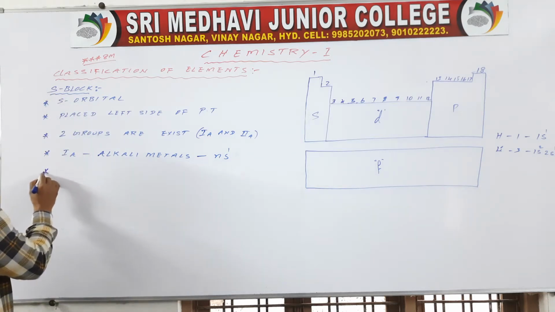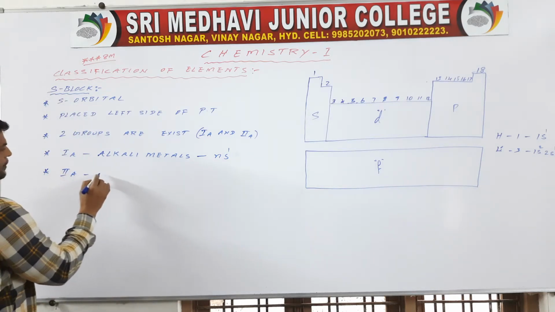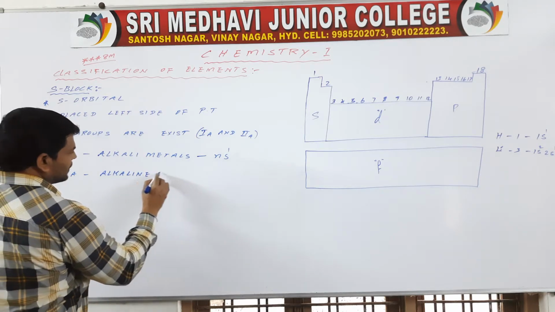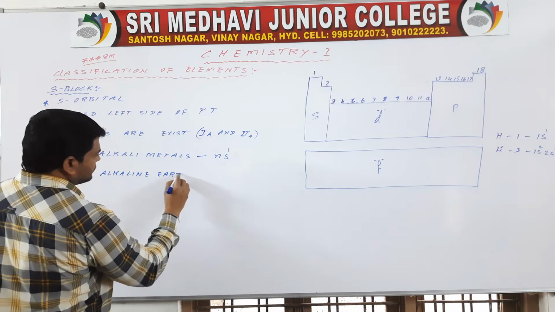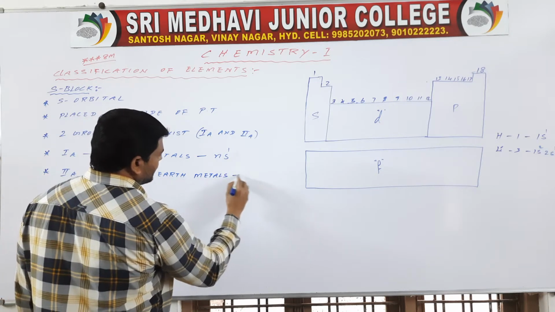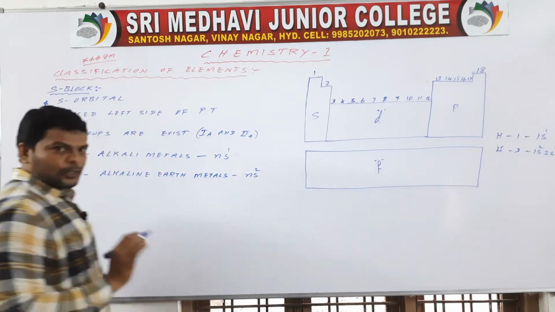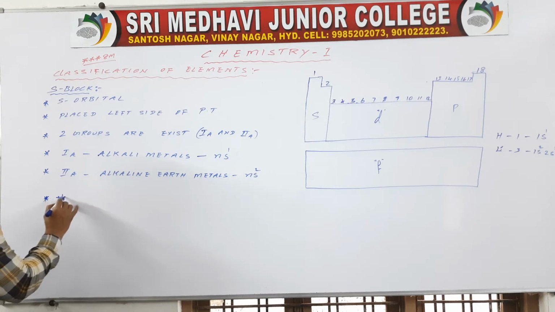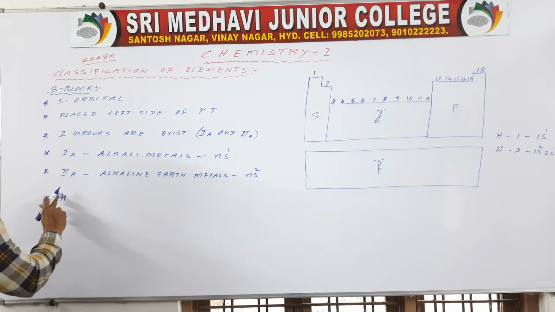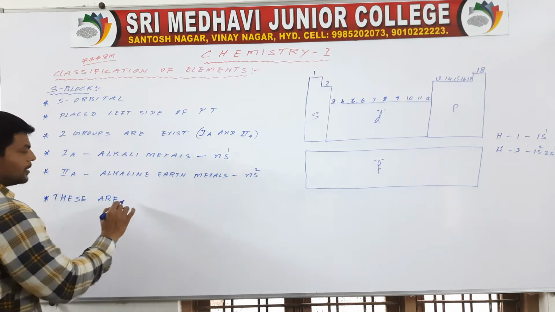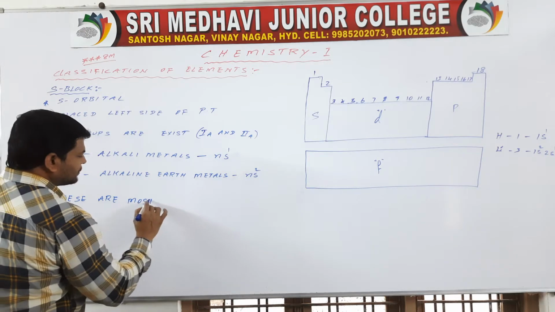Next, the IIA group elements are called alkaline earth metals, ns2. And then these are most reactive.